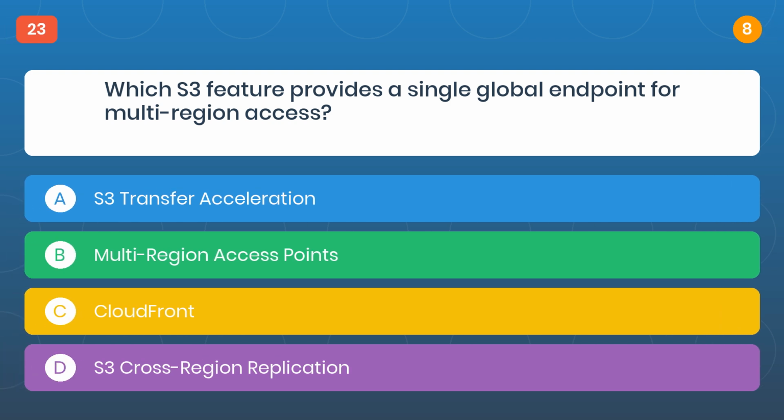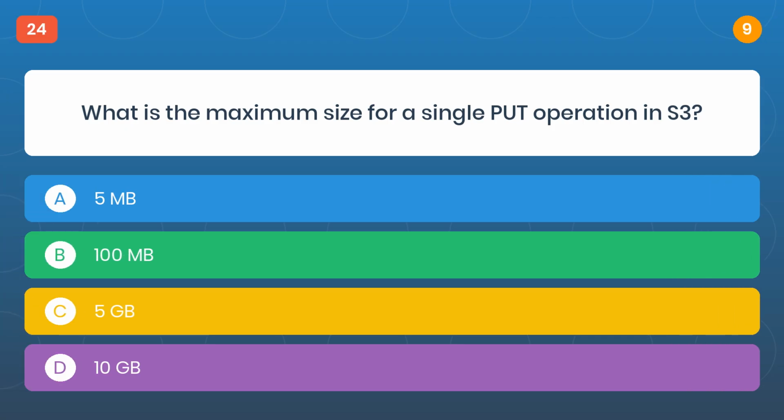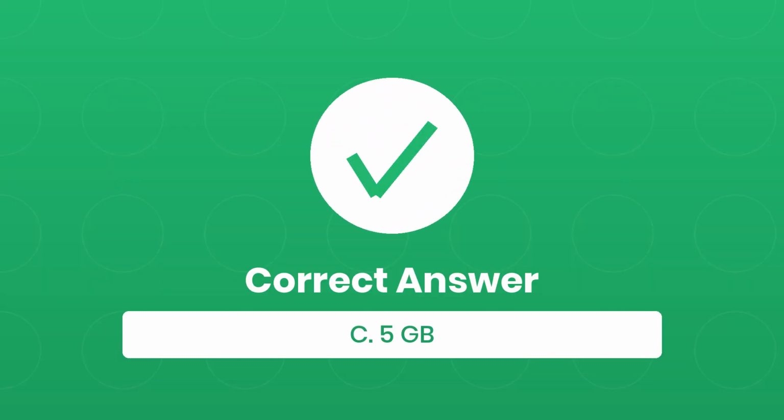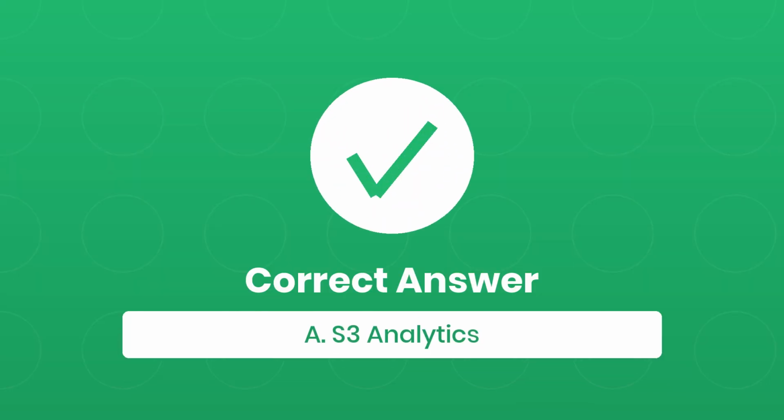Question 23. Which S3 feature provides a single global endpoint for multi-region access? The correct answer is B, multi-region access points. Question 24. What is the maximum size for a single put operation in S3? The correct answer is C, 5 GB. Question 25. Which S3 feature helps optimize costs by analyzing access patterns? The correct answer is A, S3 Analytics.